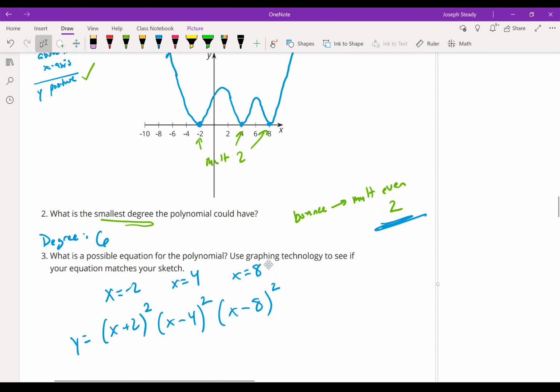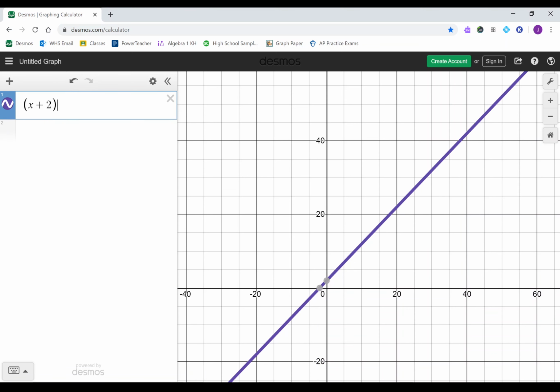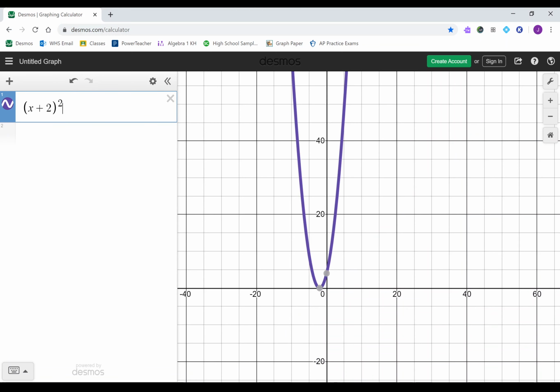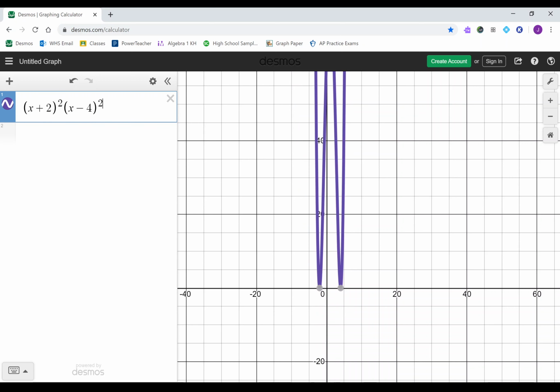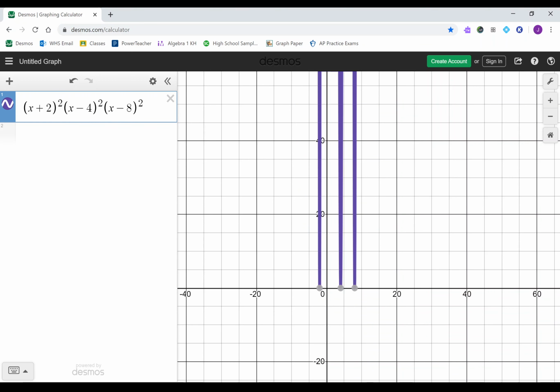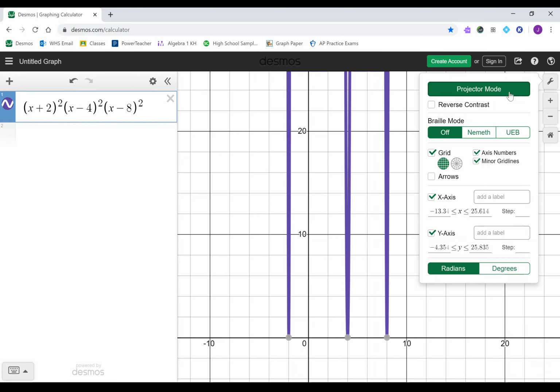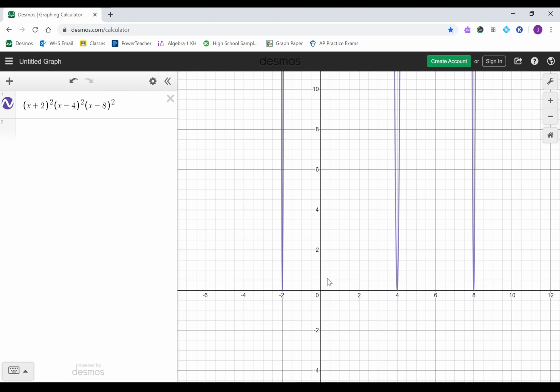Let's try to see if our graph actually works. Let's go over to Desmos. And we're going to go ahead and type in our equation as x plus 2 squared times x minus 4 squared times x minus 8 squared. And this is a crazy looking graph. I'm going to make it unbolded. There we go, we can see a little better.